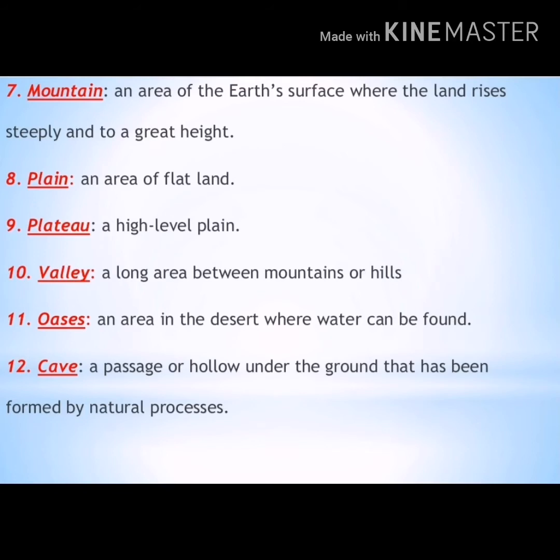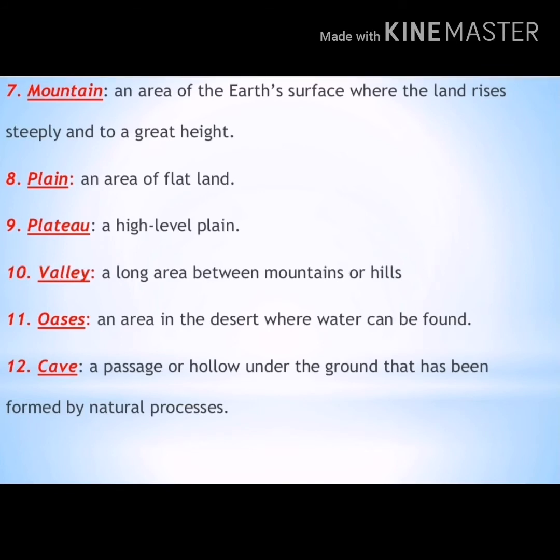Number 10, we have valley. What is a valley? It's a long area between mountains, and you're going to find that it's always between mountains or hills. Number 11, we have oasis. It's an area of desert where water can be found. Number 12, we have a cave. It's a passage or hollow under the ground that has been formed by natural process.